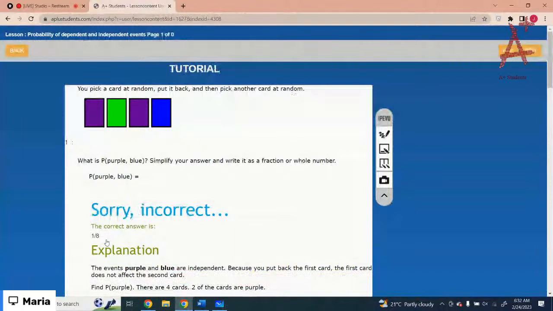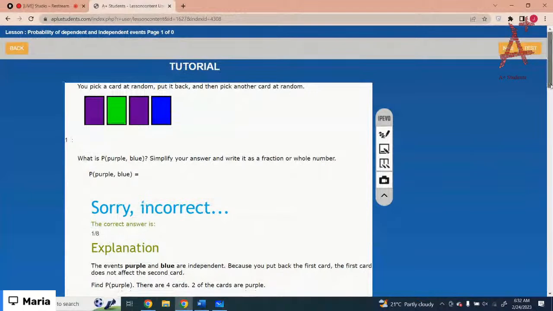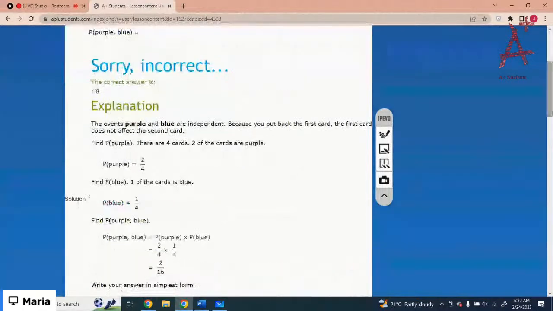You pick a card at random, put it back, and then pick another card at random. What is the probability of purple and blue? Simplify your answer and write it as a fraction or whole number. So the events are purple and blue. They are independent. Got it? Also, you put the card back, so the events are independent.